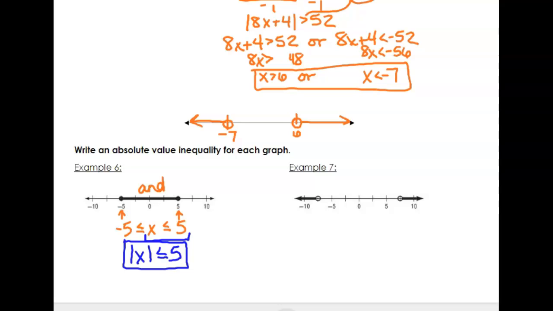We have kind of halfway tick marks between counting by 5, so that means that this must be negative 2.5 and negative 7.5. That means that my x values are less than negative 7.5, and my x values are greater than positive 7.5. So all I want to do is consider the positive one and put absolute value around my x. So the absolute value of x is greater than 7.5.